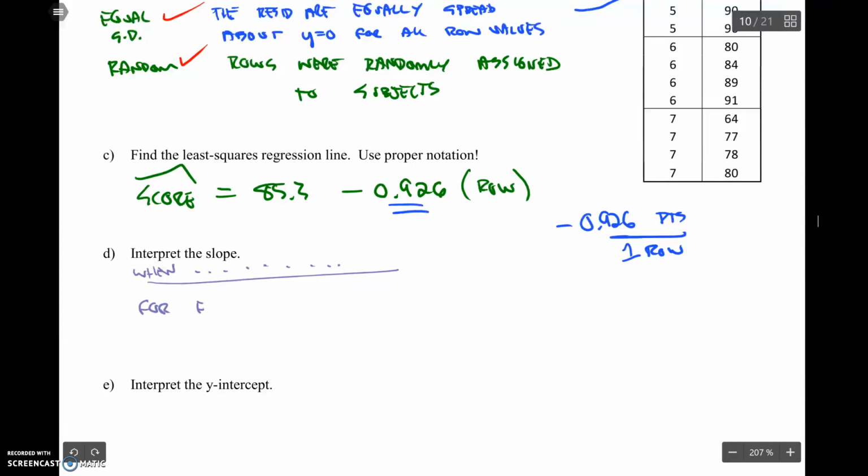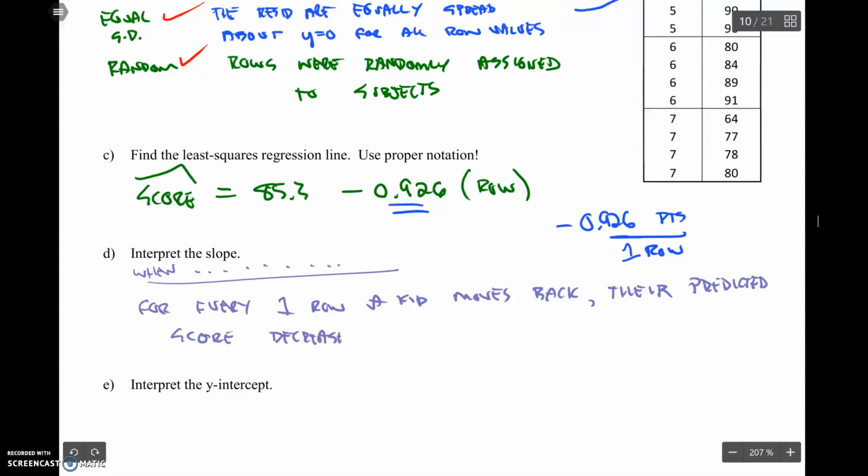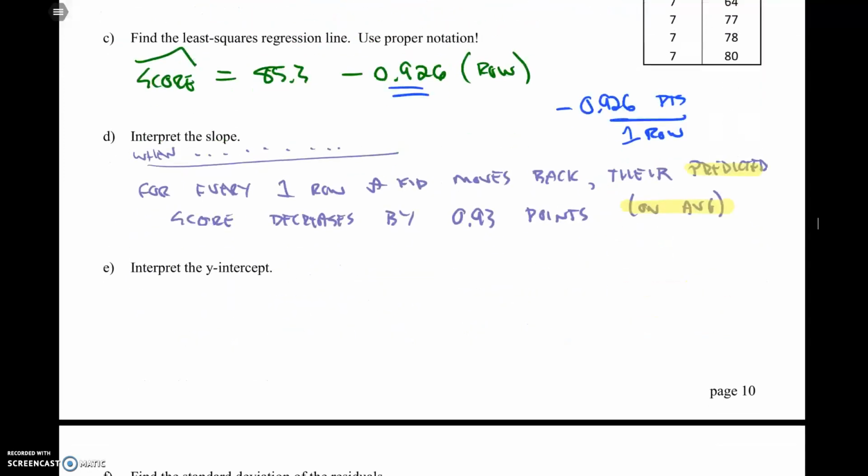For every one row a kid moves back, their predicted, very important that you put the word predicted here, their predicted score decreases by 0.93 points on average. I'm being a little redundant, having both of these predicted, but it's all right.